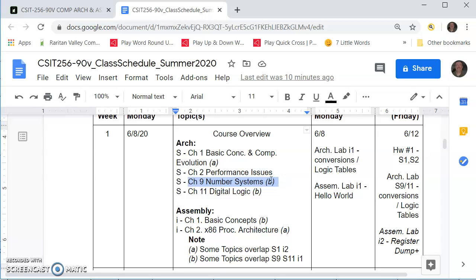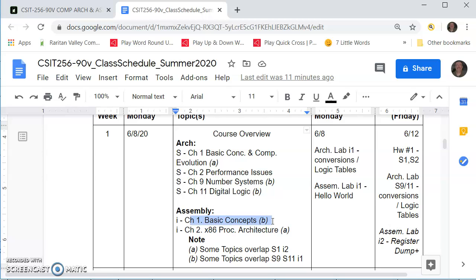The other thing that we're going to be looking at are logic tables and Boolean logic, like ANDs and ORs and NORs and XORs, exclusive ORs. Chapter 11 in Stallings will have the logic tables, and so will chapter 1 of Irvine. So there's, again, some overlap between these.